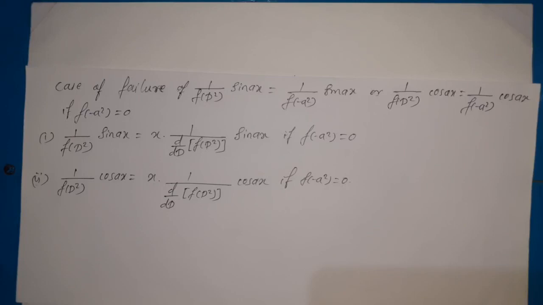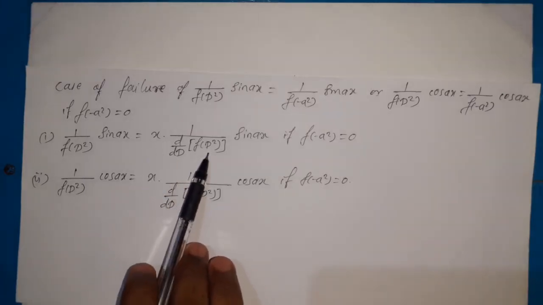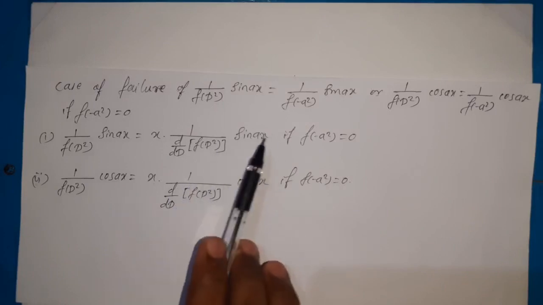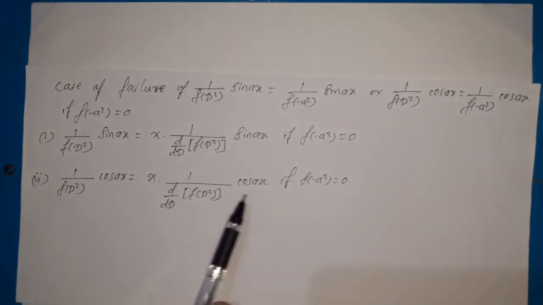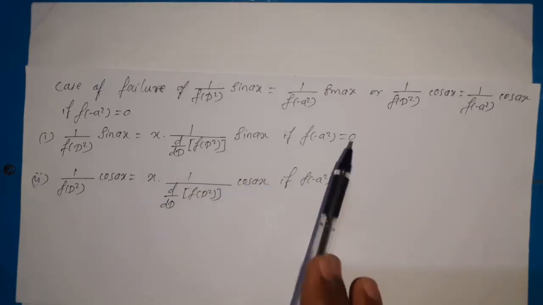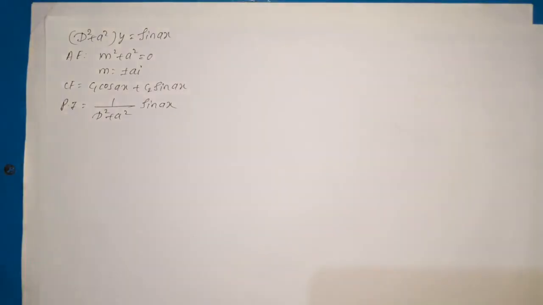Since that function is in the denominator, if it is equal to 0, that will take the indeterminate form. So to avoid that, here we have the formula x divided by differentiation of the function into sin ax, and x divided by differentiation of the denominator into cos ax, in case the denominator is equal to 0. Otherwise follow the same procedure. So let us discuss some examples on that case of failure.